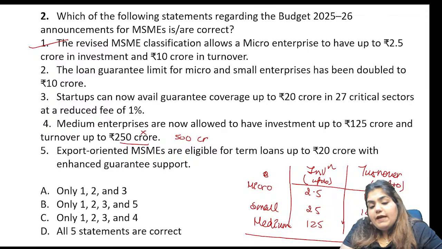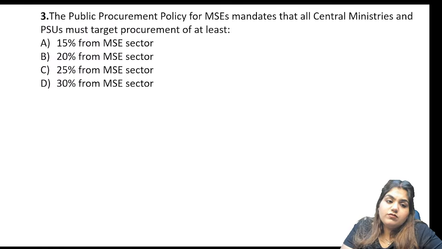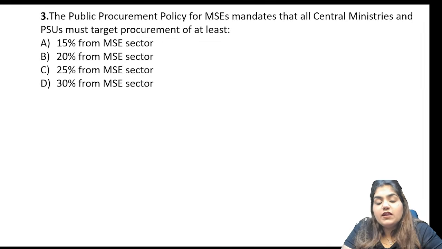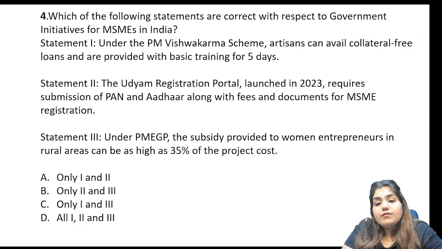The export-oriented MSMEs are eligible for a term loan of 20 crores for enhanced guarantees. Yes. 1, 2, 3, 5 are correct. B is the correct answer. Next question. The public procurement policy of MSE mandates that all central ministries and PSUs must target procurement of at least 25% from the MSE sector. C is the correct answer. Which of the following statements are correct with respect to government initiatives for MSE in India?